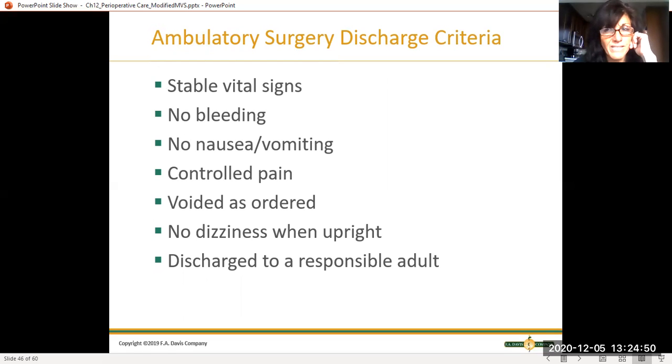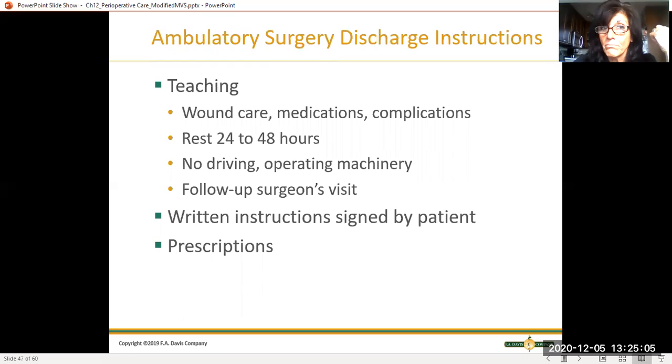Their vital signs have to be stable. They can't be bleeding. They can't be puking. Their pain has to be under control. They have to have voided. They can't be displaying signs of orthostasis. In other words, no dizziness when they're upright. And there has to be a responsible adult to get them.